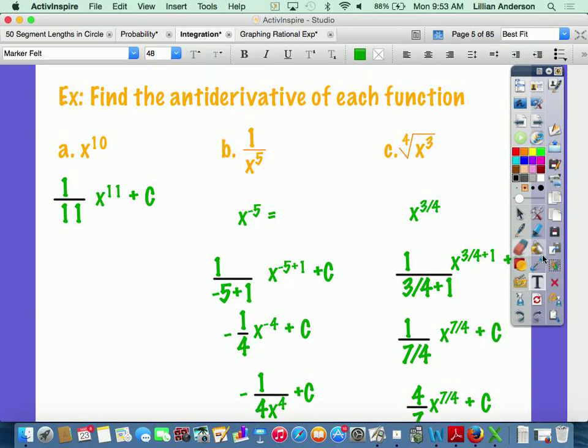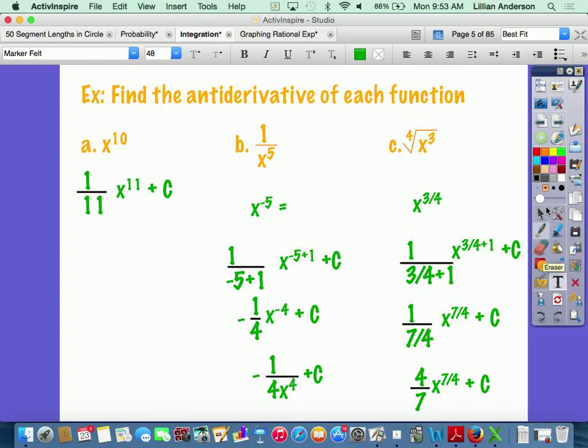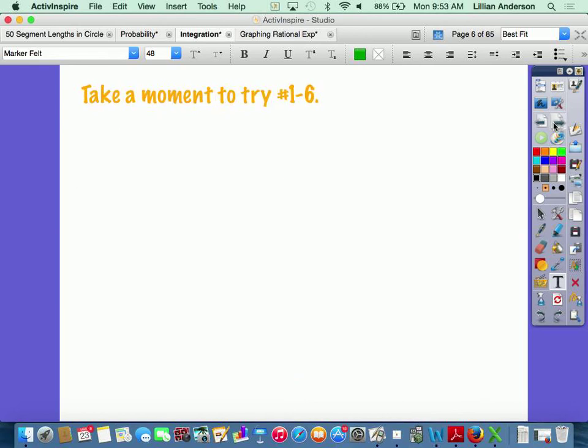And that would be your antiderivative. So let's do a few problems. Pause this video, and then take a moment to try numbers 1 through 6 on your paper.